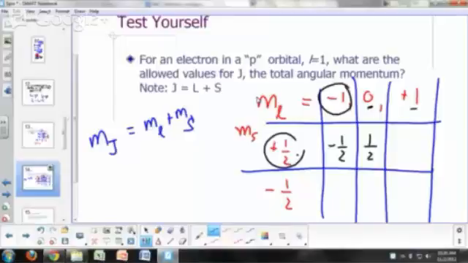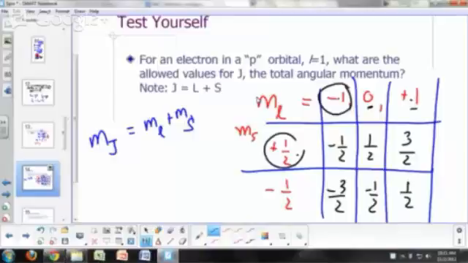What about plus 1 and plus 1/2? 3/2. Negative 1 and negative 1/2? Negative 3/2. 0 and negative 1/2? Negative 1/2. Plus 1 and negative 1/2? 1/2. So those are your allowed values for m sub J.